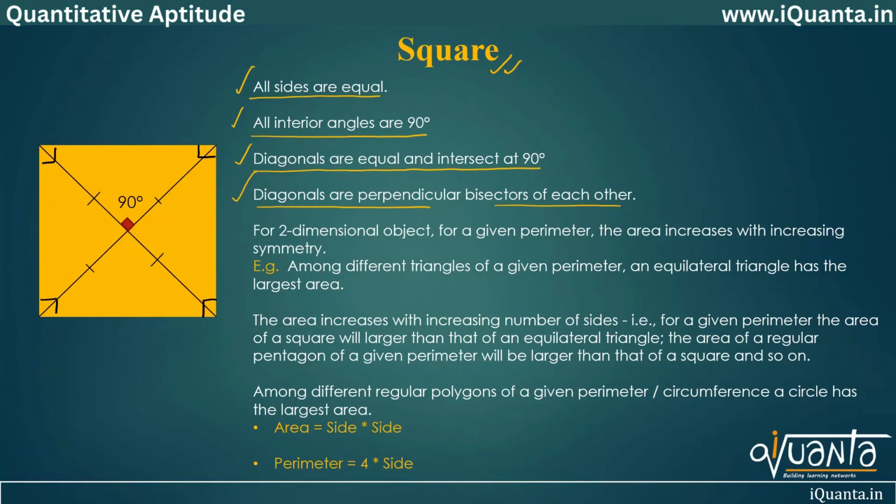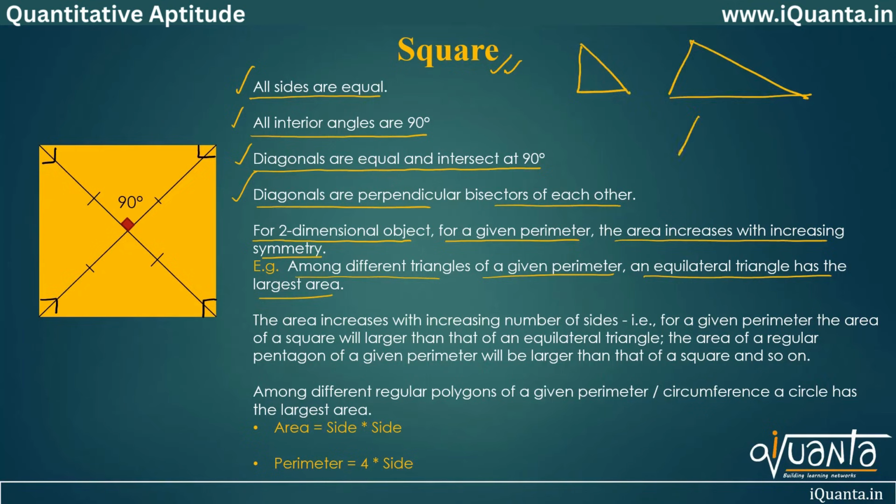Then the next property is basically the application of the properties for a two-dimensional object. For a given perimeter, the area increases with increasing symmetry. For example, among different triangles of a given perimeter, an equilateral triangle has the largest area. So assume that a question comes in which you have this triangle, you have this triangle and you have an equilateral triangle. You have been given the perimeter of all these triangles as 16, and if the question says which triangle will have the maximum area, then we'll choose that figure which is most symmetrical.